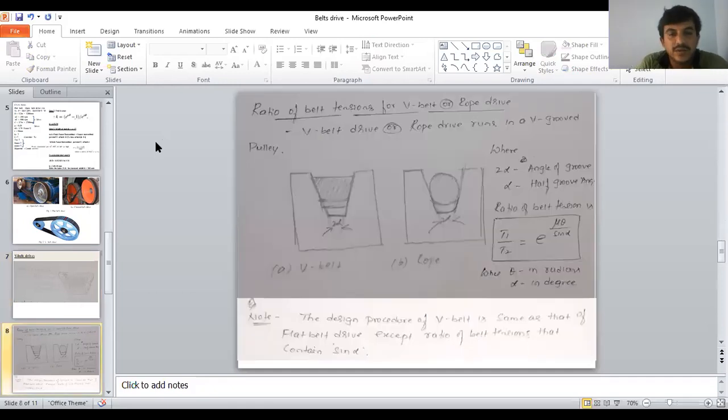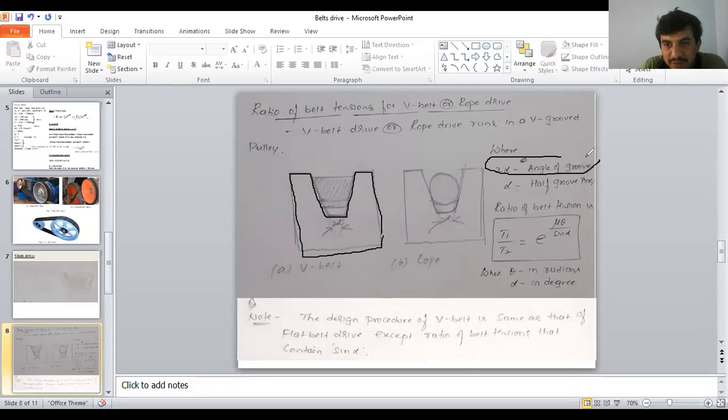Now, what is the difference between the flat belt and the V belt? In the flat belt drive, the pulley we use is flat, but here the pulley is grooved. How much is the groove angle? It is measured as 2 alpha. 2 alpha stands for the groove angle, and alpha is half the groove angle.